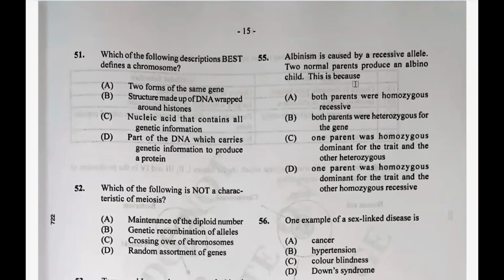Going into question 51. Which of the following descriptions best defines a chromosome? We're looking for the best answer. Structure made up of DNA wrapped around histones. B, for 51.